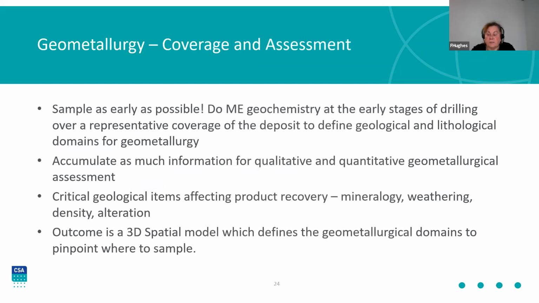So sample as early as possible. You need multi-element geochem, and accumulate as much qualitative and quantitative geomet data as you can. The critical things that affect product recovery are things like mineralogy, alteration, the effect of weathering on both of those, and density, and the outcome will be a spatial 3D model which defines these geomet domains to pinpoint where to sample.